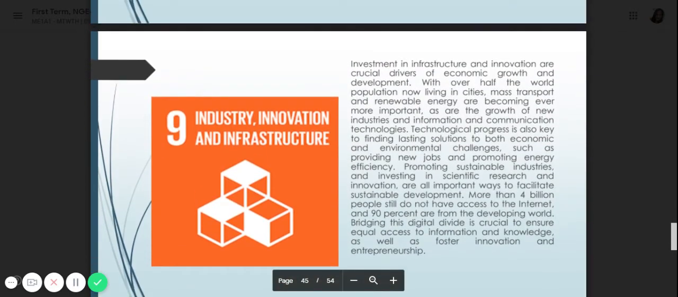Number 9, industry, innovation, and infrastructure. Technological progress is also key to finding lasting solutions to both economic and environmental challenges, such as providing new jobs and promoting energy efficiency. Promoting sustainable industries and investing in scientific research and innovations are all important ways to facilitate sustainable development.